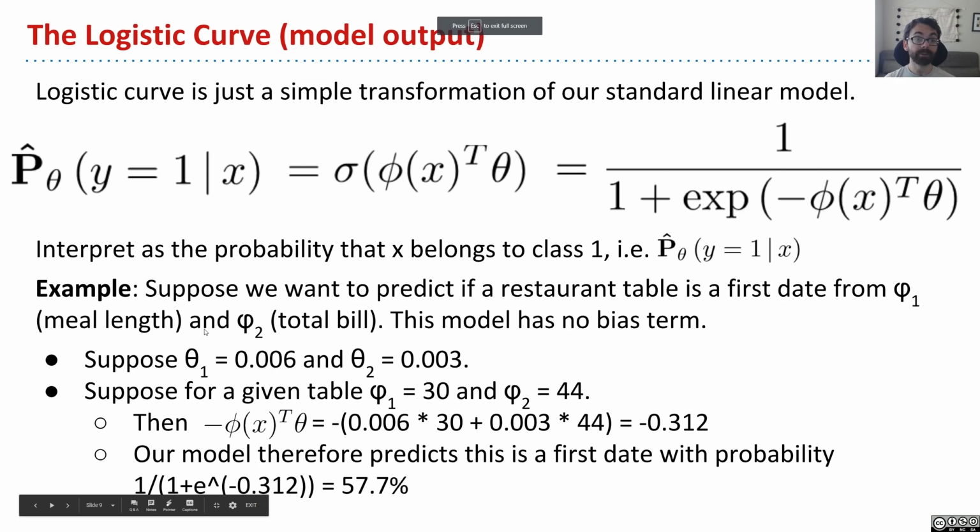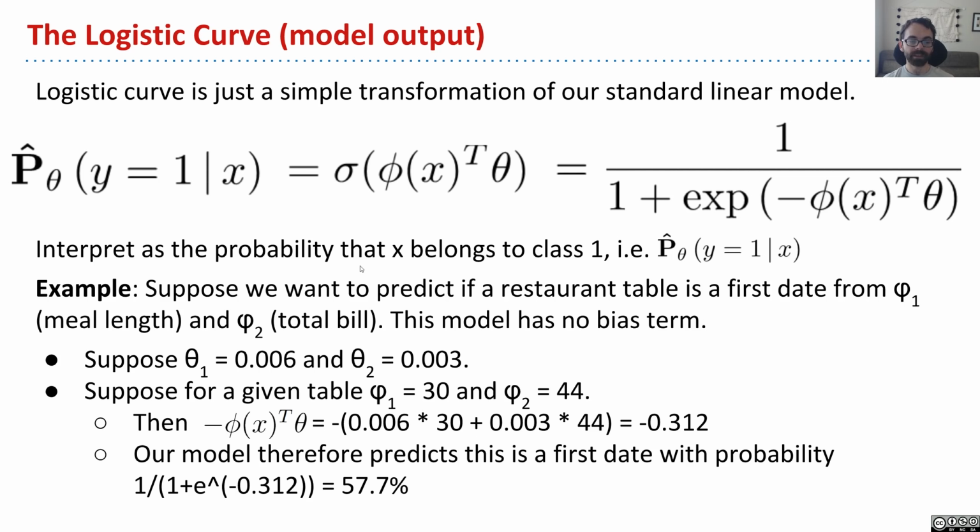So then let's suppose that our model has theta 1 as 0.006 and theta 2 is 0.003, and that for a given table it was a 30-minute long meal that they paid $44. Well, in that case, if we just compute the dot product here, we get this value, which is 0.312. The value we get back is 0.312, so that is phi transpose theta.